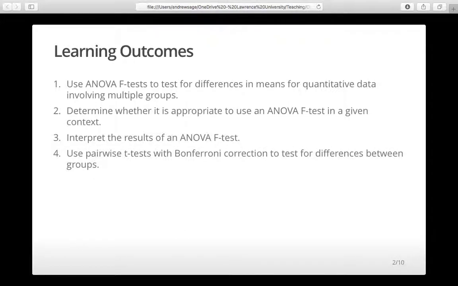To recap, in this video, we've discussed how to use the ANOVA F test to test for differences in means for quantitative data with multiple groups, how to determine whether it's appropriate to use an ANOVA F test in a given context, how to interpret the results of an ANOVA F test, and how to use pairwise t-tests with Bonferroni correction to test for differences between groups.